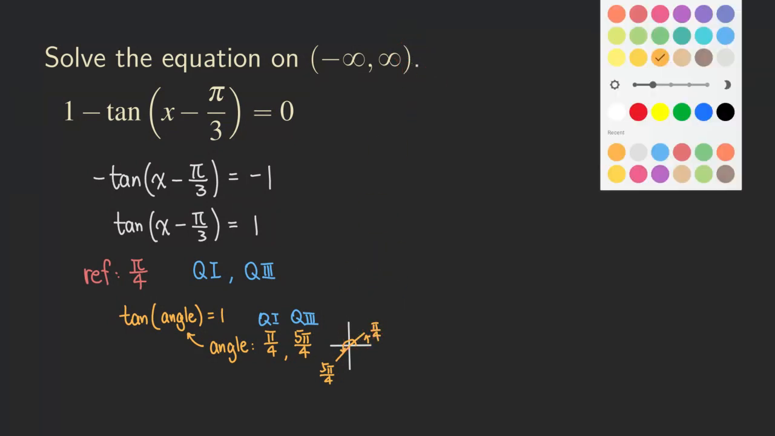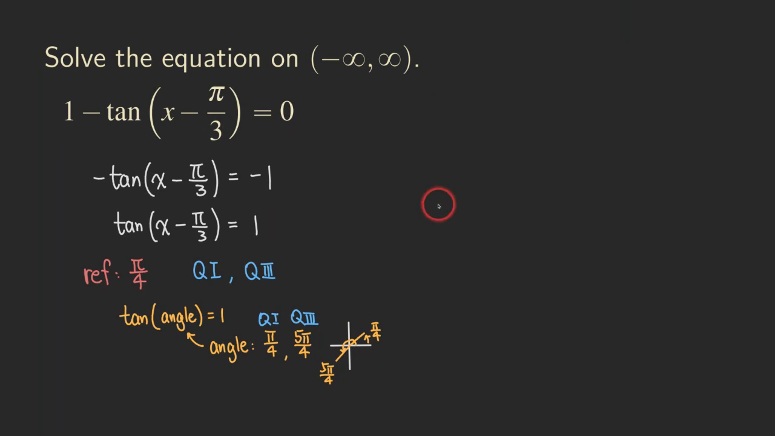we can start coming up with the actual solution. We know that the angle is x minus pi over 3. So we are going to have x minus pi over 3 right here. And what is that equal to? As I showed you, it's going to be pi over 4, 5 pi over 4. Let's list the angles right here, pi over 4, 5 pi over 4.